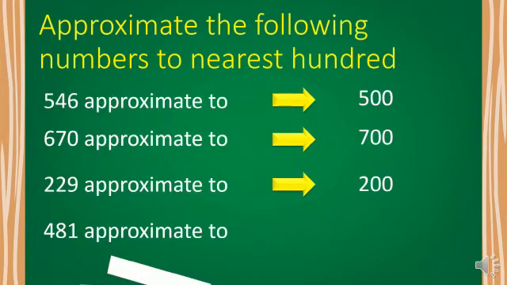481 approximates to... Look at tens. Rich or poor? Excellent, I can hear you. Rich. Okay, so it will give 1. So the result will be 500.